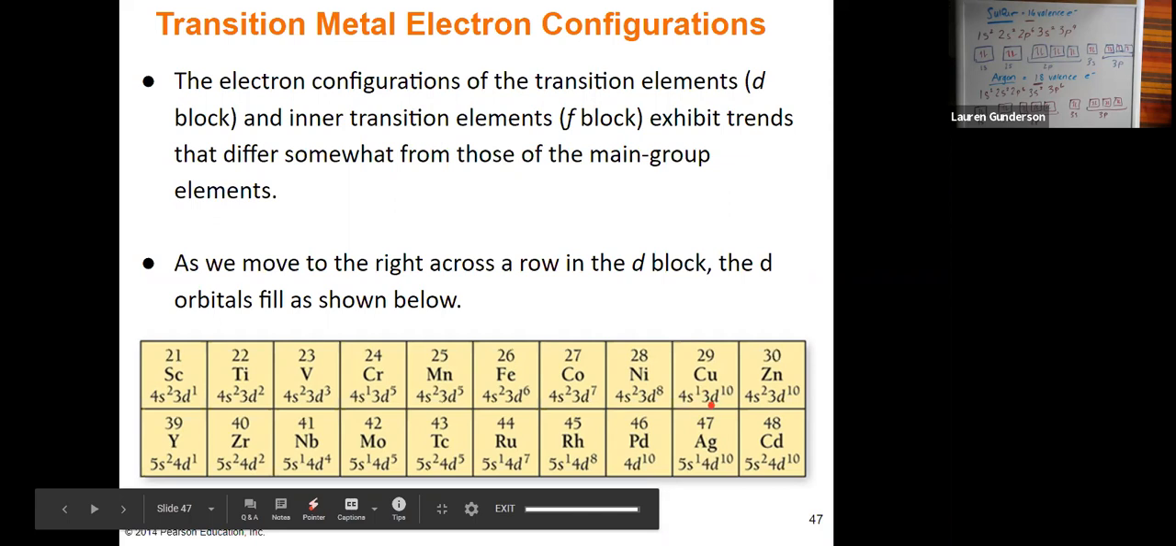And then, if you look, you could see kind of a trend to that, where you have this partial filling of the 4s or the 5s in order to get more electrons into the d level that precedes it, to try to keep it at a lower energy level.